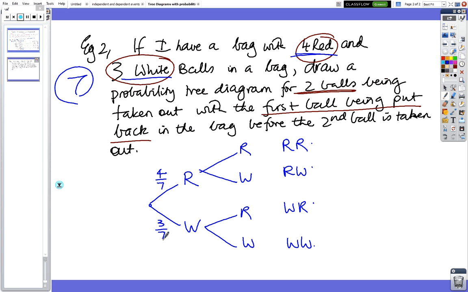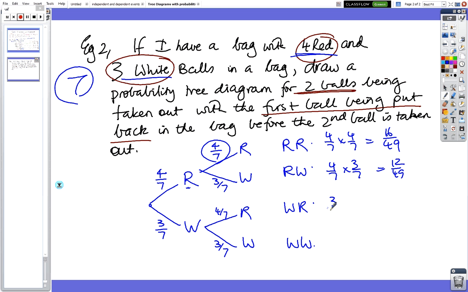And then because we're putting the ball back in again, we've still got 7 balls, 4 reds and 3 whites. So we're putting the ball back in, so that means that we've still got the same number to start with. And so we've got 4 over 7 times 4 over 7 equals 16 over 49. 4 over 7 times 3 over 7 equals 12 over 49. 3 over 7 times 4 over 7 equals 12 over 49. 3 over 7 times 3 over 7 equals 9 over 49. And then those numbers add up to 1.